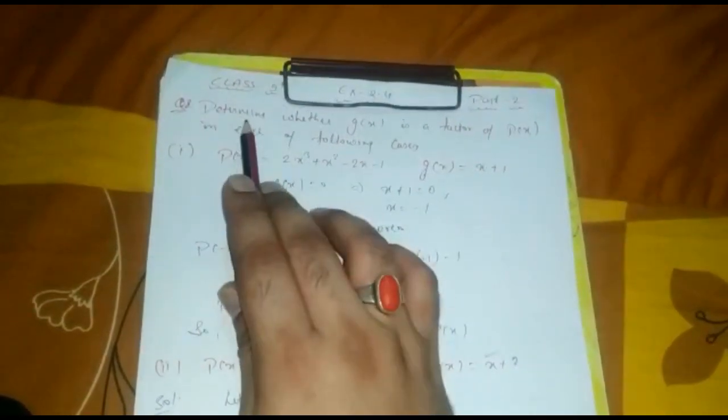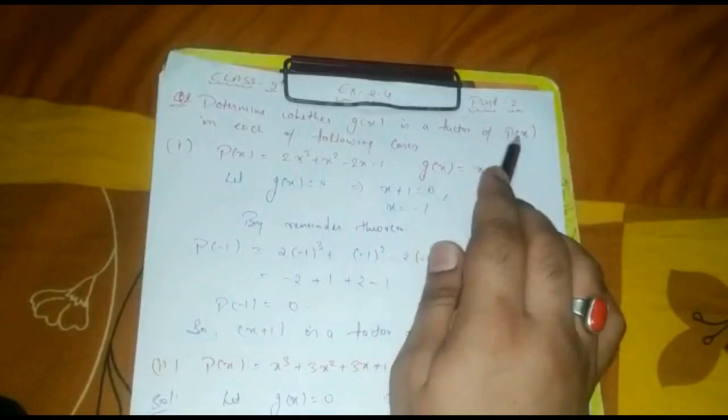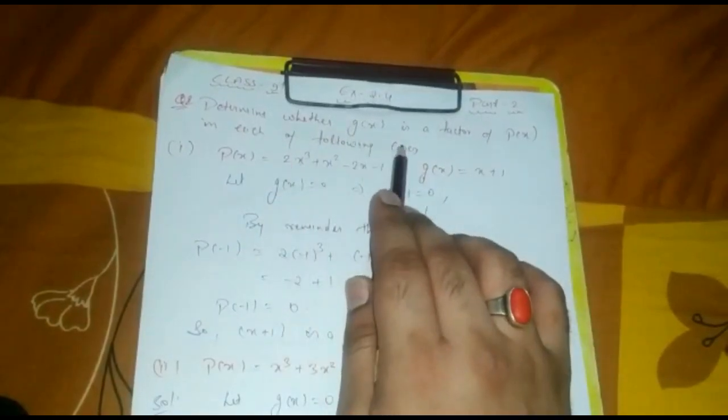Hello students, today we are discussing exercise 2.4 of class 9, and this is part 2 of exercise 2.4. And this is the second question. Let us discuss the question. Determine whether g(x) is a factor of p(x) in each of the following cases.